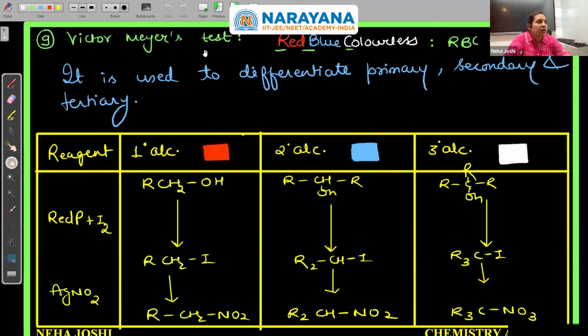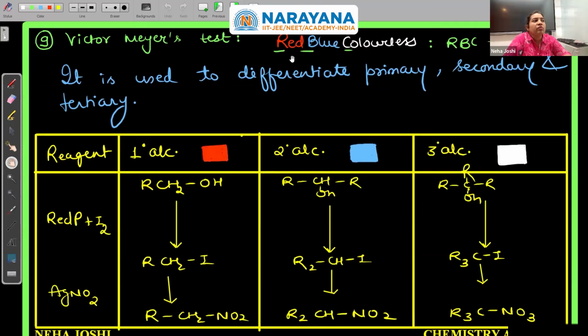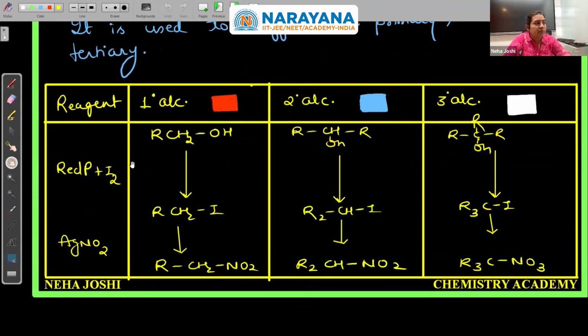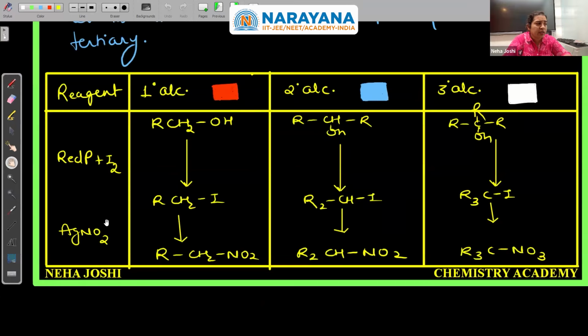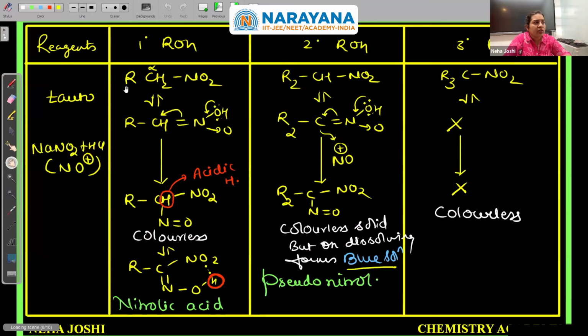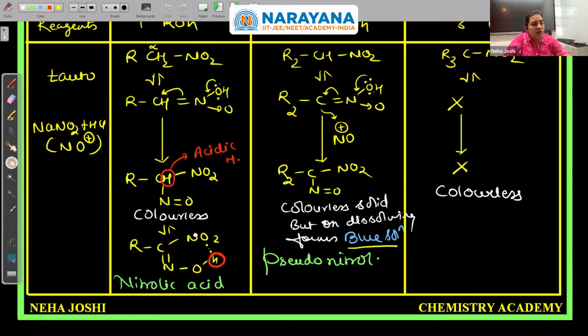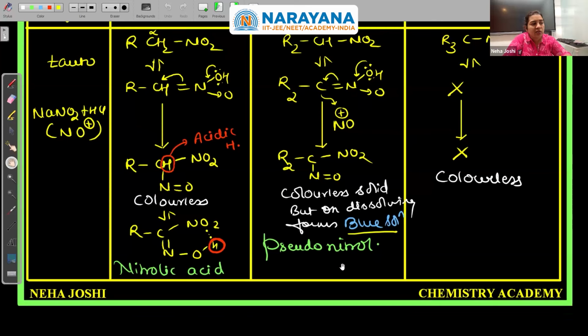Then comes the Victor-Meyer's test. Now talking of Victor-Meyer's test, red, blue and colorless, RBC. It is used to differentiate primary, secondary and tertiary. I think we have done this. Red phosphorus iodine, then AgNO2 comes. Right? After AgNO2 you have a tautomerization. Then NaNO2 plus HCl. 1 degree alcohol will form blue color nitrolic acid, 2 degree blue color pseudonitrole and 3 degree colorless.